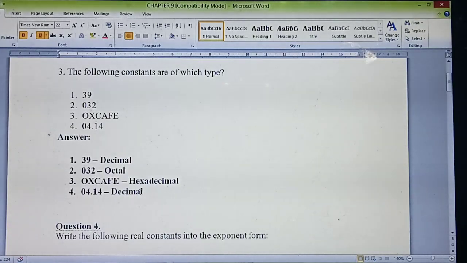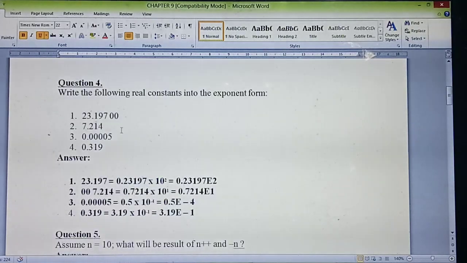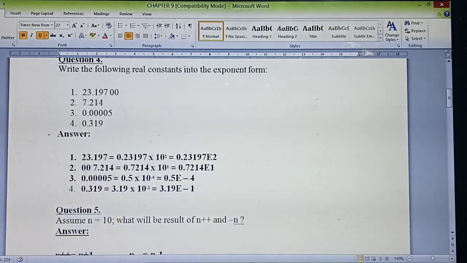This is the third 2-mark question. Then the fourth question answer is this one. Write carefully. This is the fourth question answer. Write carefully.